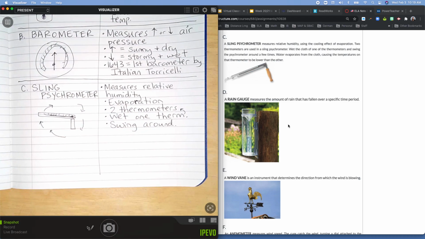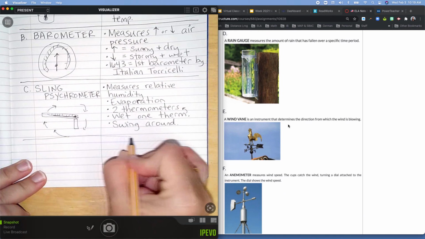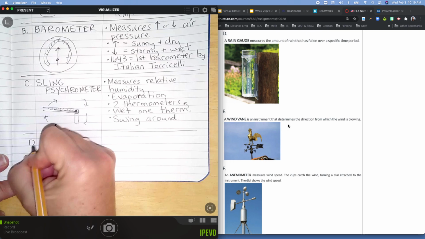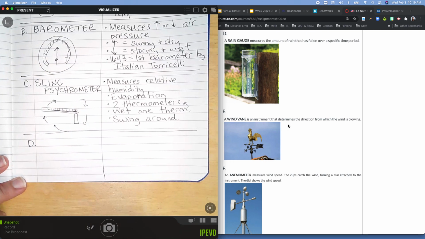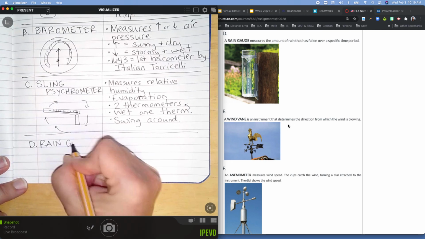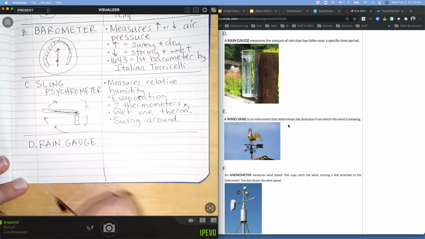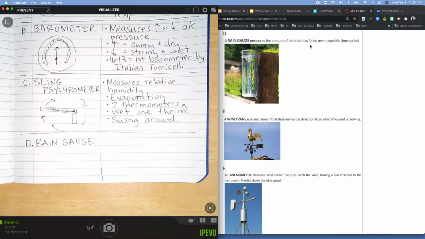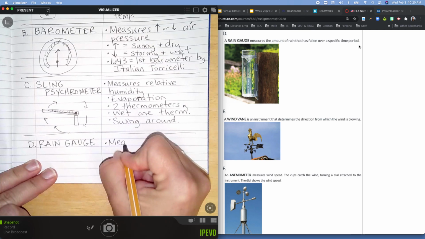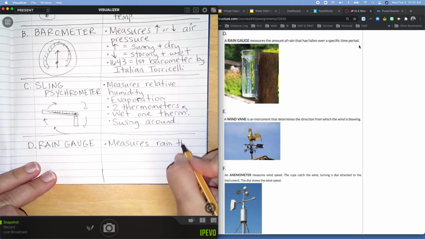All right. Let's go on to D. You might be familiar with D, and I'm going to try to fit D in here. This will be my last one for this page. D, rain gauge. And it says measures the amount of rain that has fallen over a specific time period. So measures rain that's fallen.